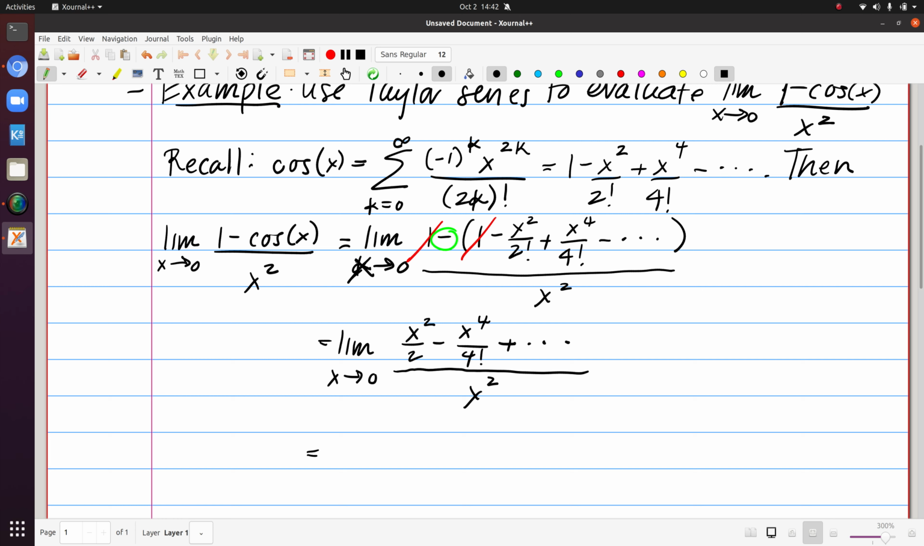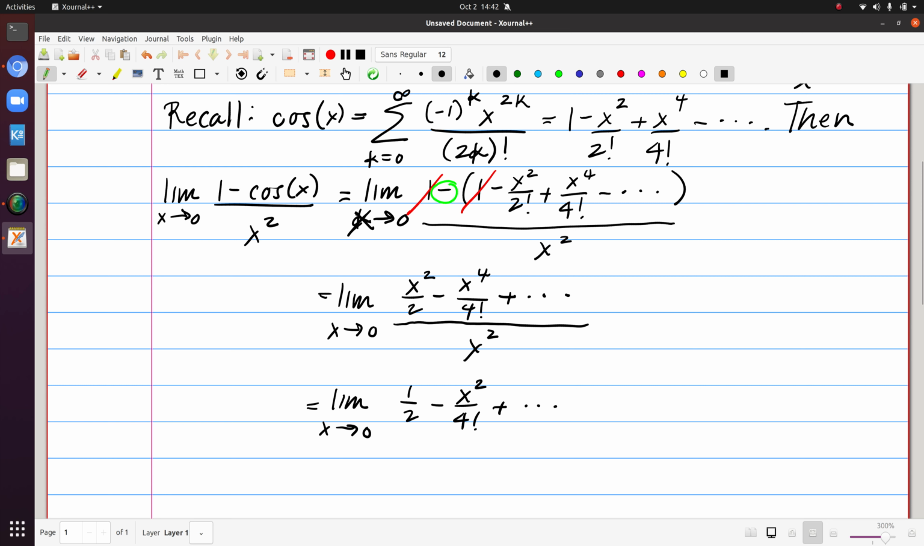So this would become the limit as x approaches 0 of 1/2 minus x squared over 4 factorial, etc. And importantly, everything after that plus sign with the ellipses there would involve some power of x. And in fact, we know it would be greater than 2. The reason that's significant is that when I start to plug in x equals 0 at this point, everything after this dotted line would evaluate to 0 because there's still an x term in there. Consequently, we would be able to know that our limit would evaluate to the value 1/2.